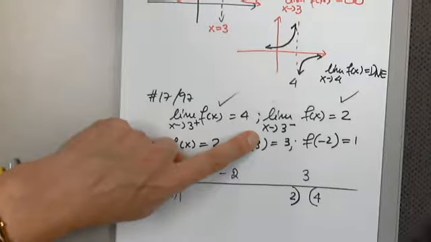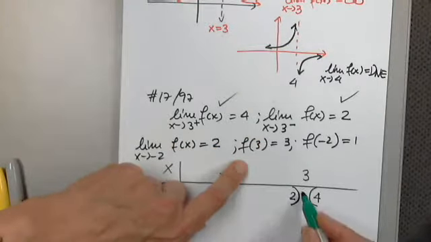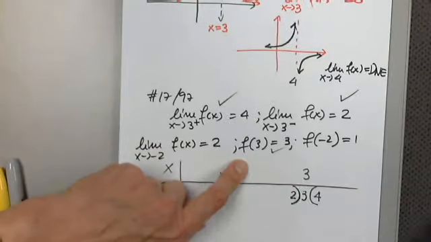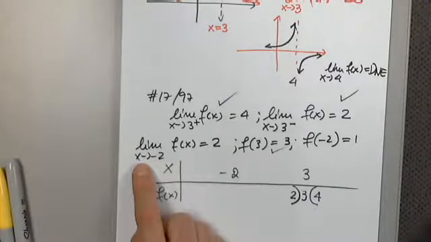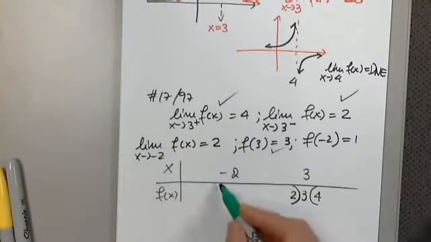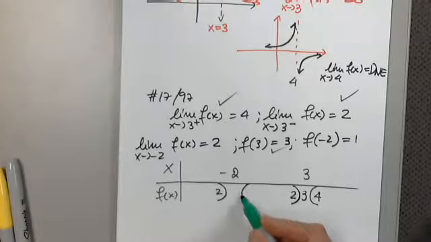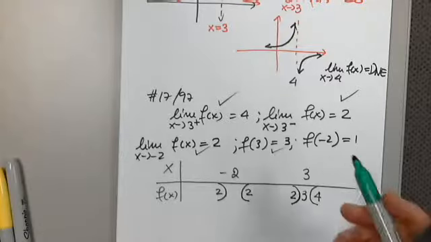They're not telling us yet, I didn't get to that yet, what's happening at 3. Okay, f of 3 is 3. Done. So I have all the information about the action that is happening around 3. Now, the limit of f of x as x approaches negative 2 from either side is 2. Done. And f of negative 2 is 1.